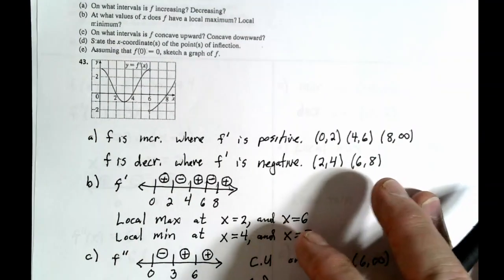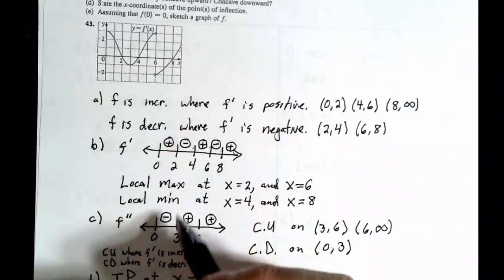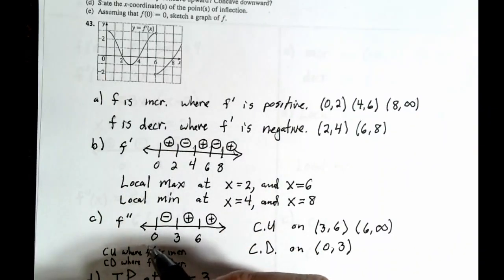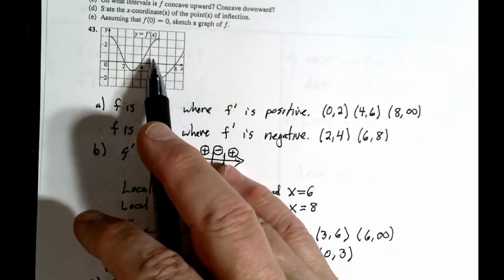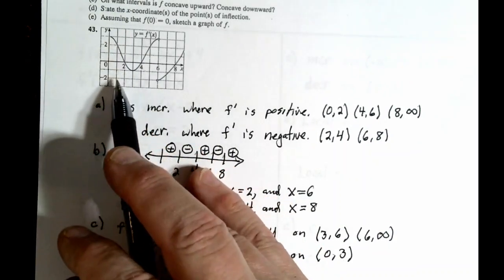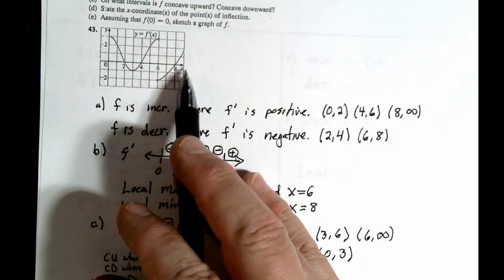43, they give you the graph there, and that's the graph of f prime. So now on what interval is f increasing? Well, it's where f prime is positive, so 0 to 2, 4 to 6, and greater than 8.